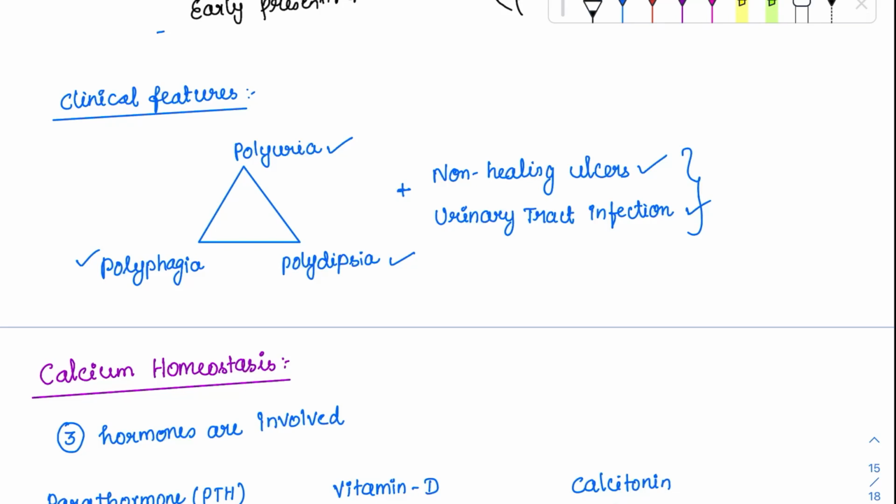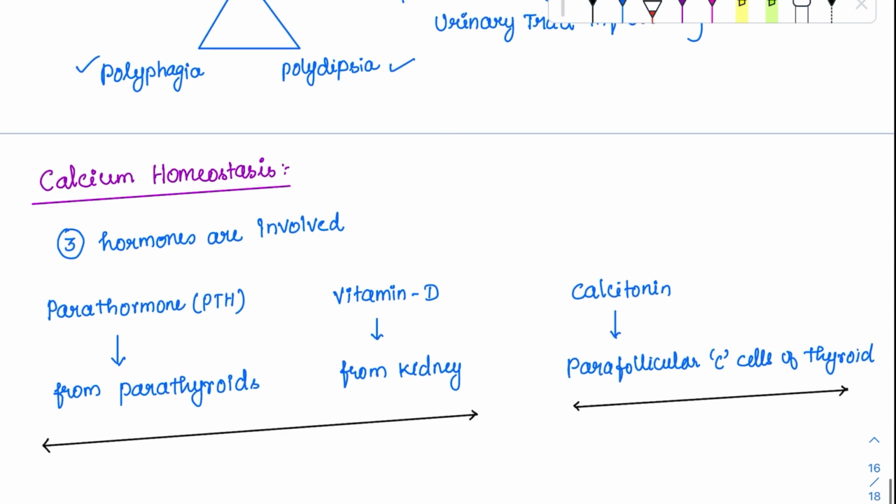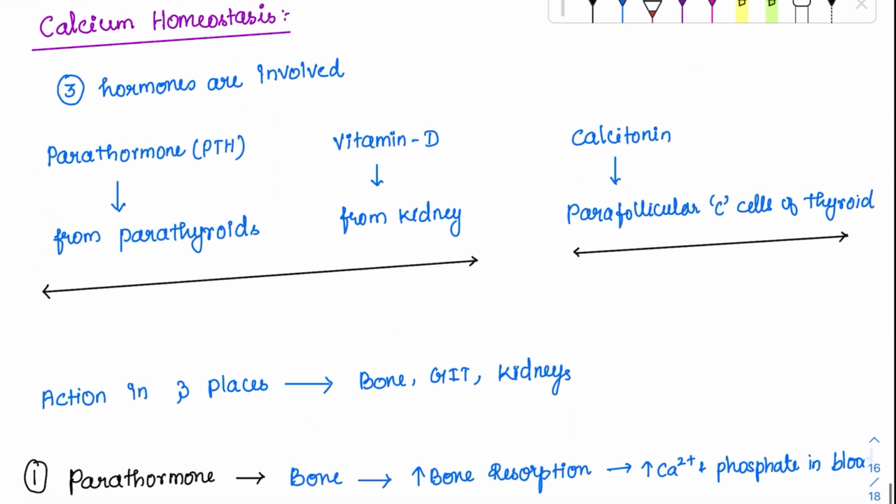Now coming to the miscellaneous topic in endocrine physiology, that is calcium homeostasis. This calcium homeostasis is done with the help of various hormones. That's why we are discussing this in endocrine physiology. It is primarily under the control of three different hormones. The hormones include parathormone, the most important hormone, then vitamin D, then calcitonin.